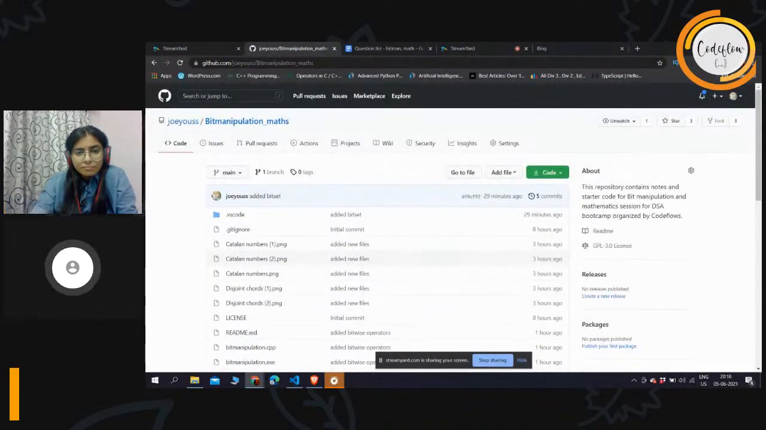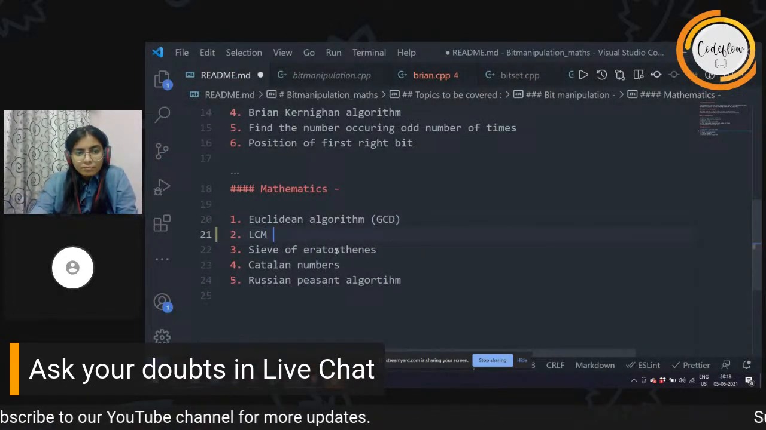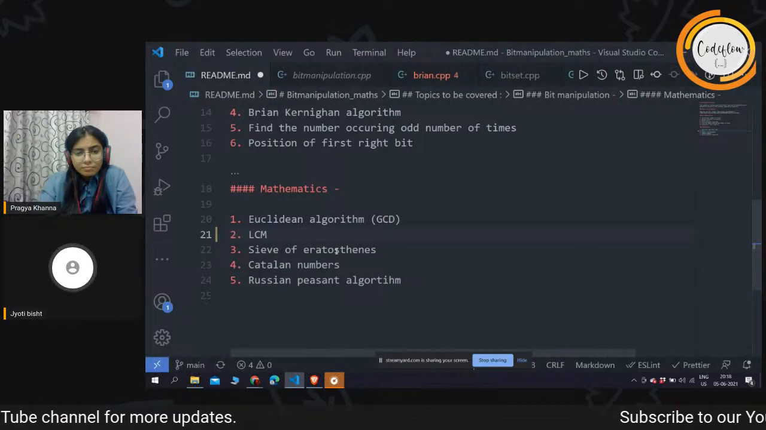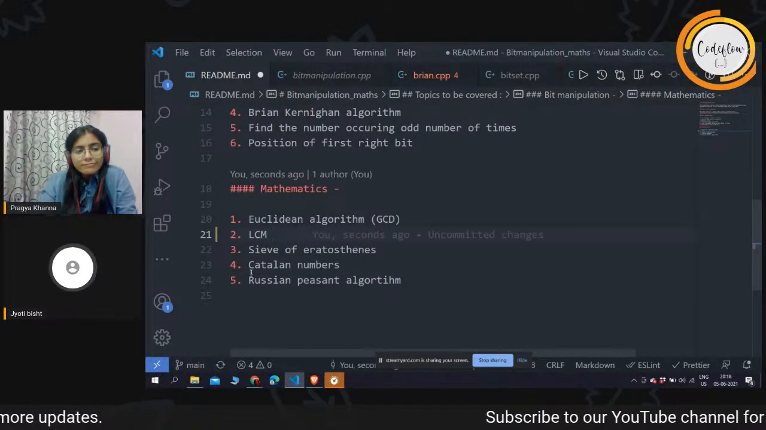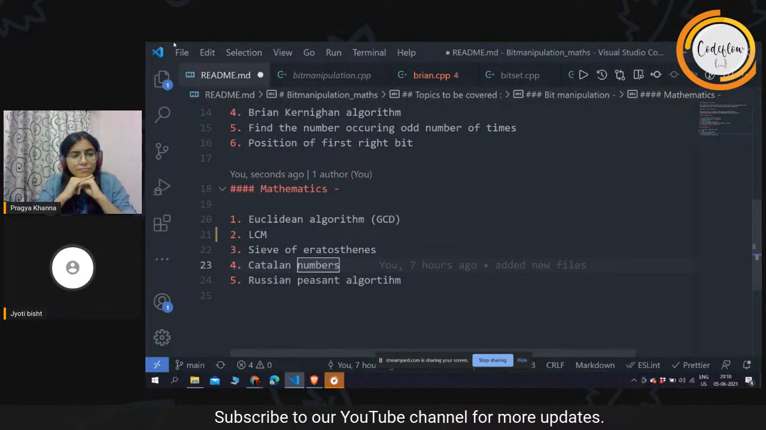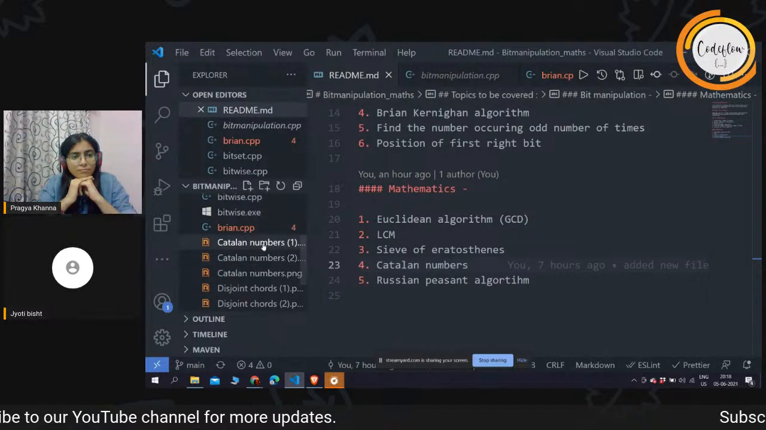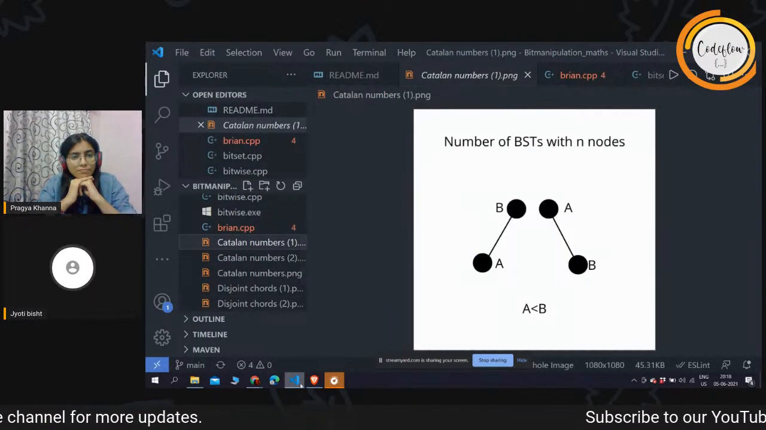Okay, so we are not covering LCM and GCD because a lot of people might know about this. If not, it is something we have been taught in school, right? First, let us read Catalan numbers, then we will read C. Catalan numbers are more important.